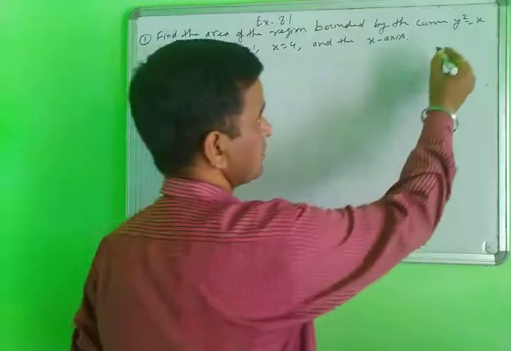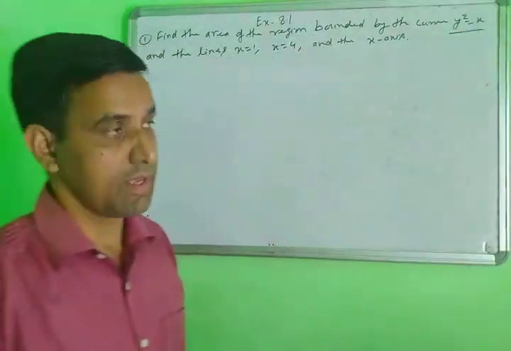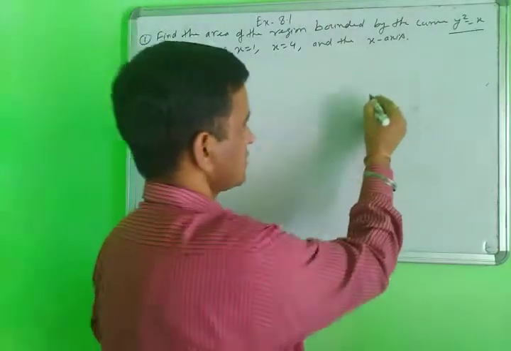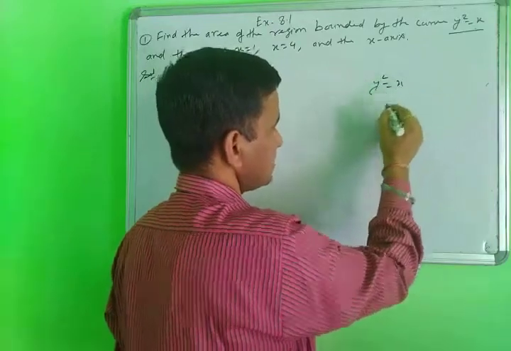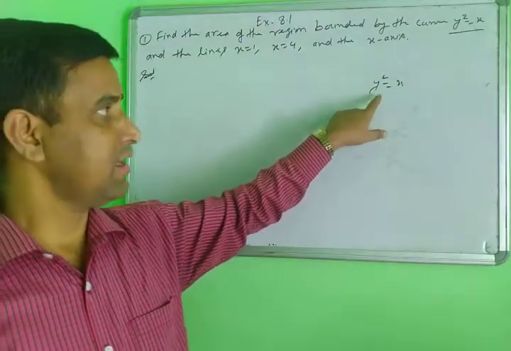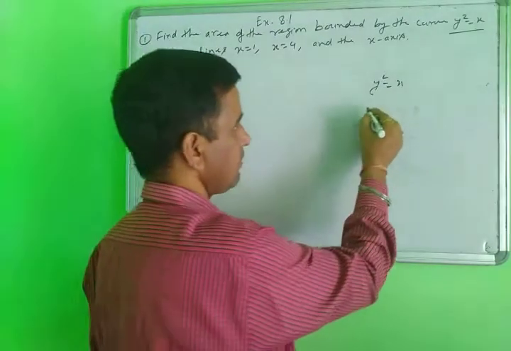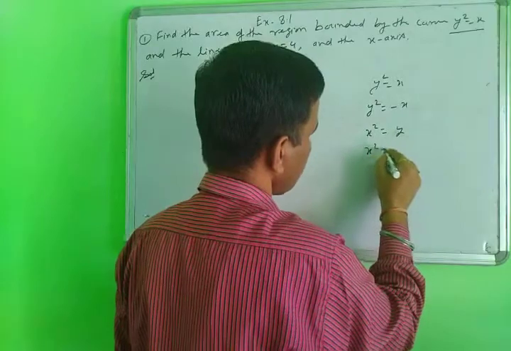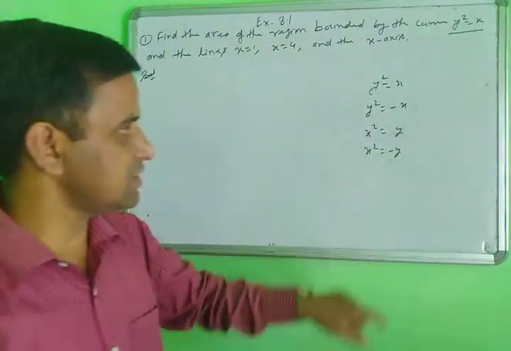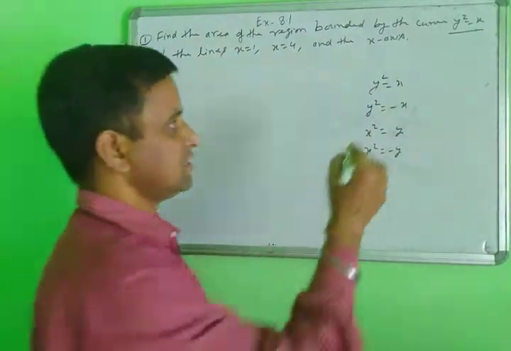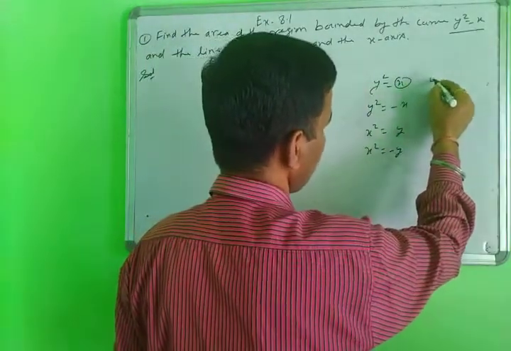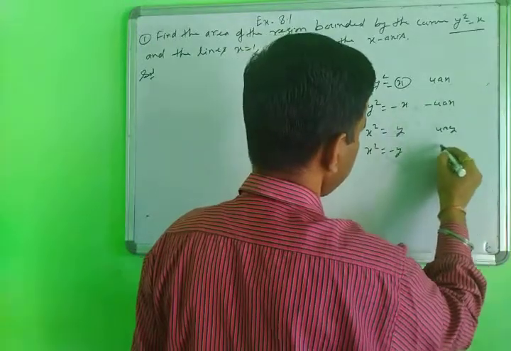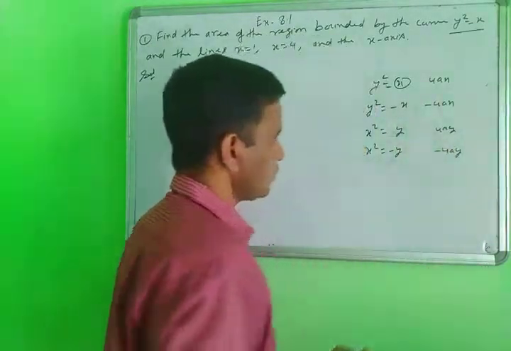First of all, you will look at the curve. This is your curve, y square equal to x. This is the equation of a parabola. The equations of the parabola are y square equal to x, y square equal to minus x, x square equal to y, and x square equal to minus y. In this type of form, you can write 4ax, minus 4ax, 4ay, minus 4ay. You can write in this form.